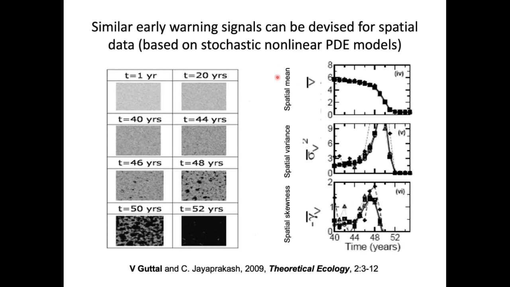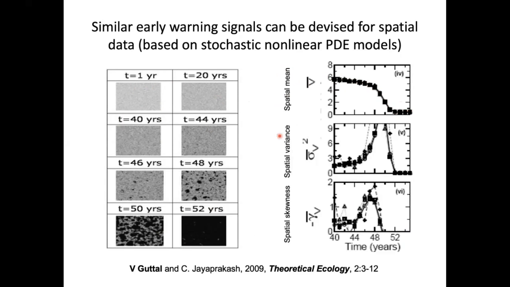What this shows is the average biomass density. If you were to do a spatial mean of all the vegetation density, you find that it gradually decays, and then by year 48 or so, it suddenly undergoes a rapid shift downwards and settles down to a very low biomass density region.